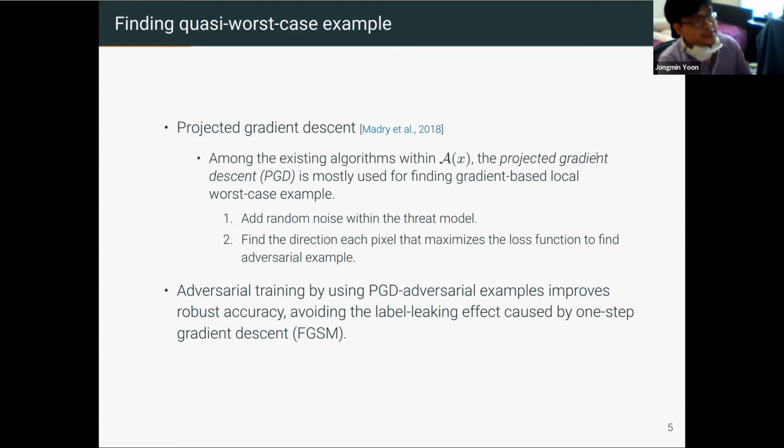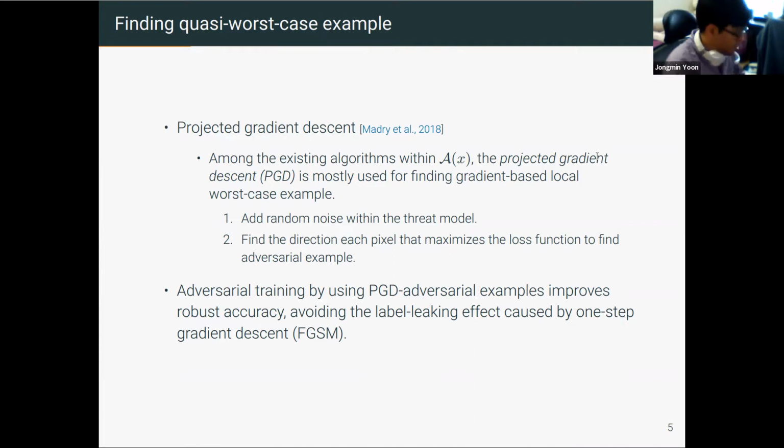Among the existing attack algorithms, projected gradient descent is mostly used for finding gradient-based local worst-case examples. This is simple and largely performed in two steps. The first step is to add random noise within the threat model to choose the starting point. And the second step is to find the direction of each pixel that maximizes the loss function to find adversarial examples.